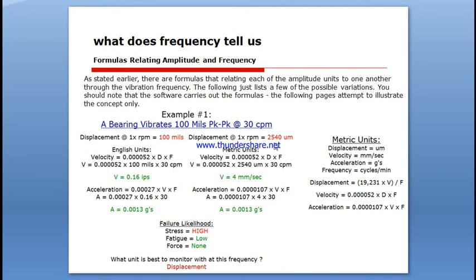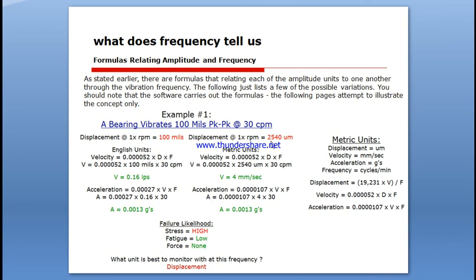10 mils equal 254 micron, so this one is 2.5 millimeter. This is the equation for the velocity: displacement times frequency, at 30 cpm. So v equals 4 millimeter per second, and this is the equation for the acceleration, a equals 0.0013 g. Obviously the value here, I will show it to you in a second, is extremely high.